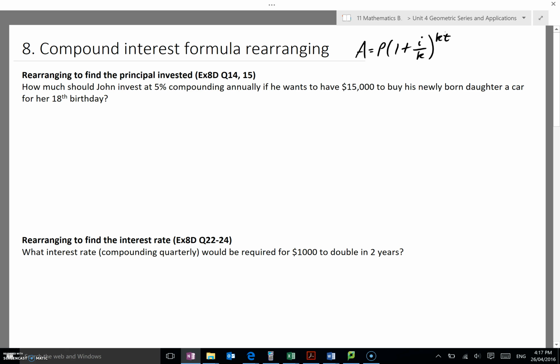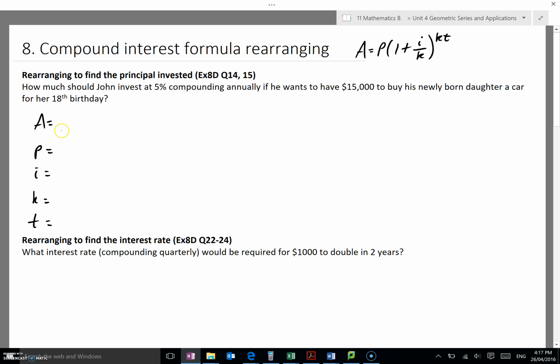So to rearrange for the principal invested, we've got a scenario: how much should John invest at 5% compounding annually if he wants to have $15,000 to buy his newly born daughter a car for her 18th birthday? I always recommend listing all of these variables down, because that's all that we'll be able to find.